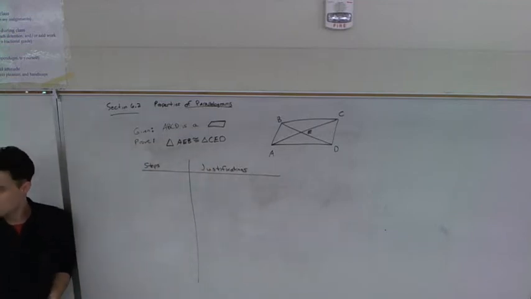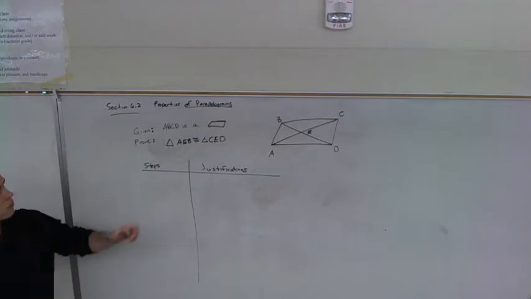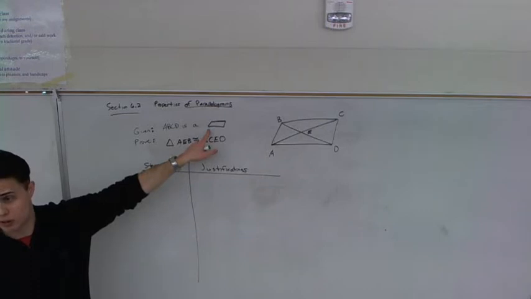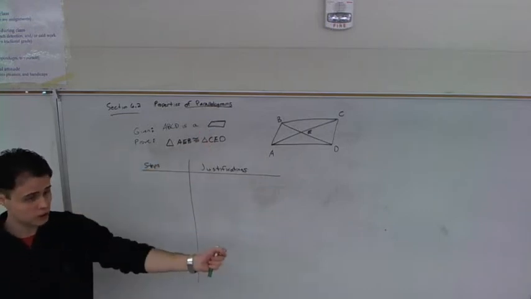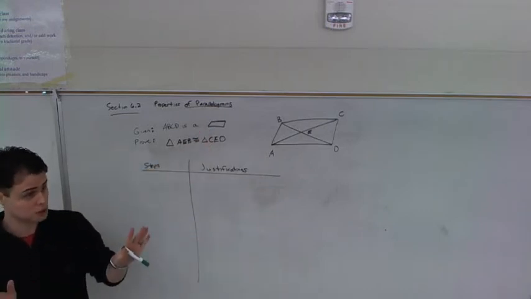Okay. So, what did they tell me? What was I provided with? ABCD is a parallelogram. This thing is a parallelogram. So you know all those three theorems we learned, we could use any of those three theorems. Any of that information is fair game.